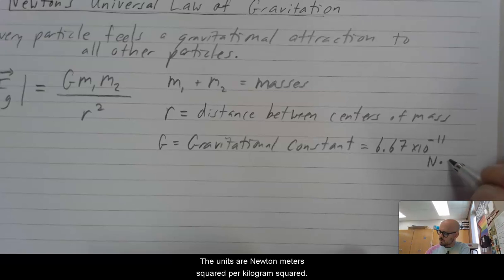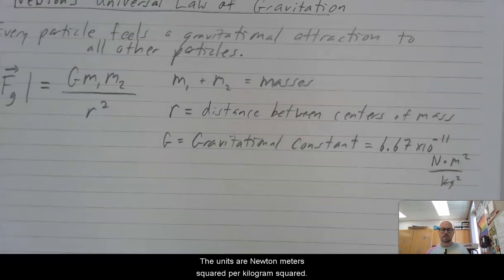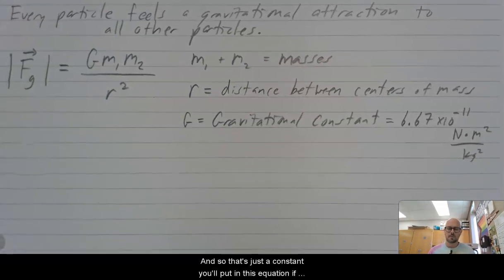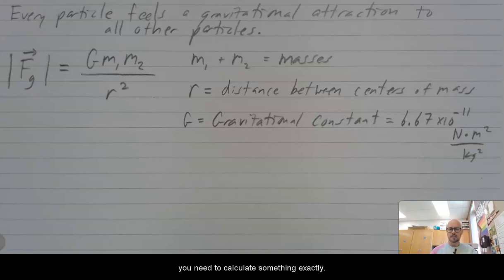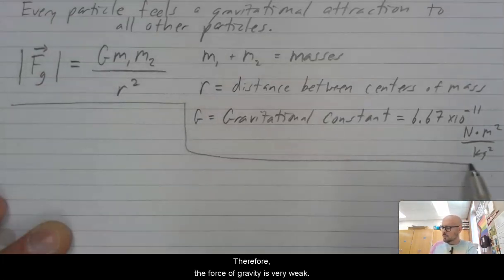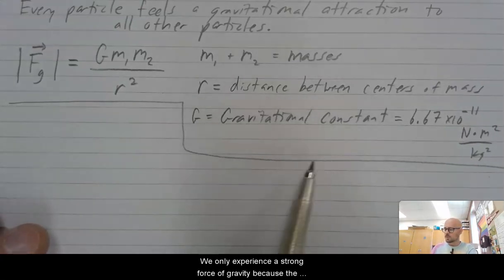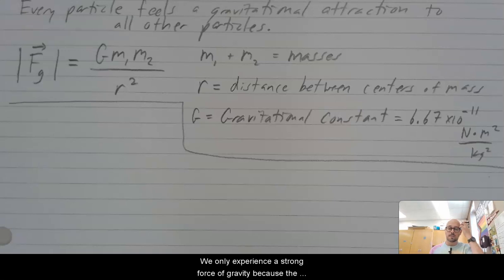The units are Newton meters squared per kilogram squared. And so that's just a constant you'll put in this equation if you need to calculate something exactly. Otherwise, the communication there is that that number is small, therefore the force of gravity is very weak. We only experience a strong force of gravity because the objects in our solar system and our universe have a ton of mass, and so they create a lot of gravity.